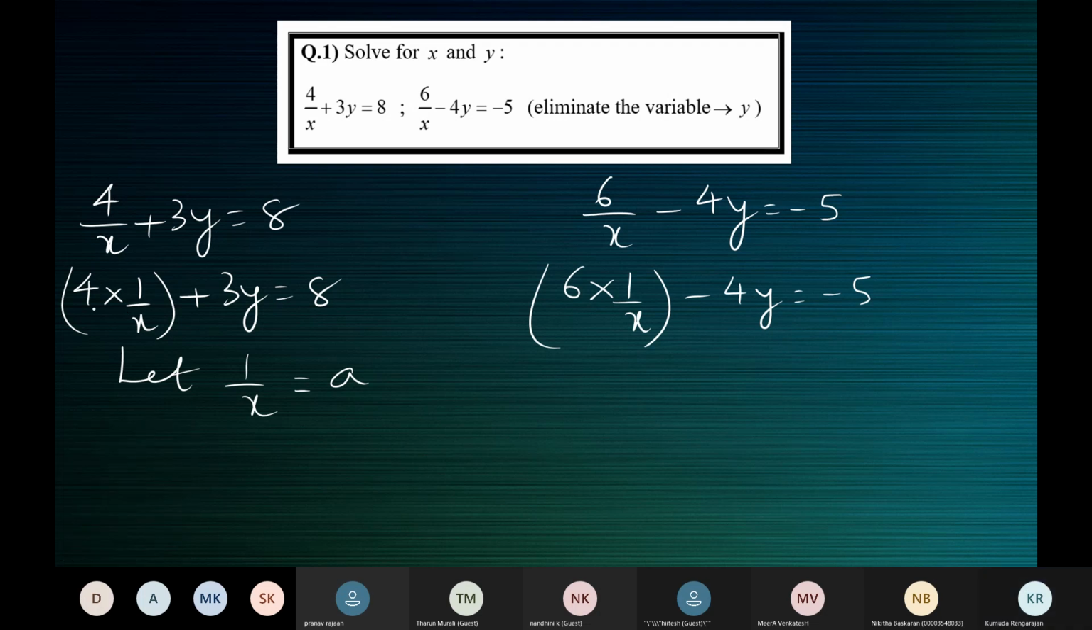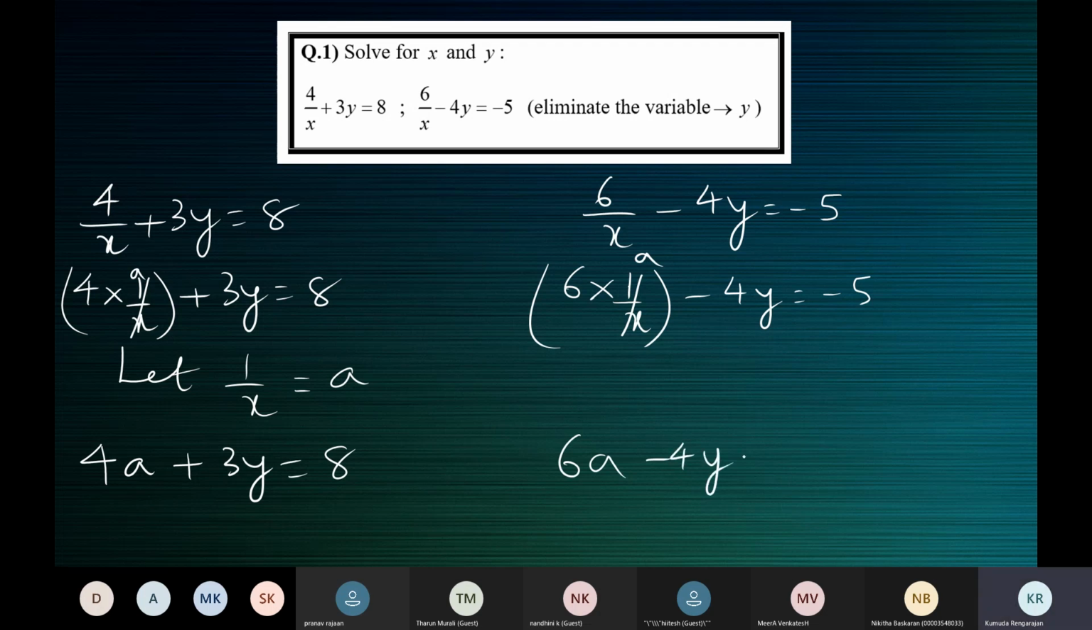Now see the first equation, 4 into 1 by x. 4 into 1 by x, but 1 by x is a. We've used this one as a. So 4a plus 3y is equal to 8. So we rewrite the first equation like this. And in the second equation, here also let 1 by x be a. So it becomes 6a minus 4y is equal to minus 5.